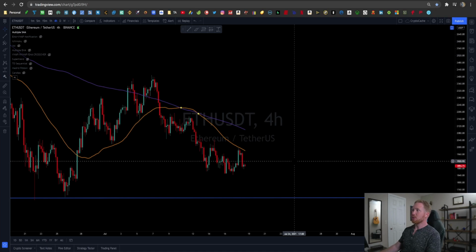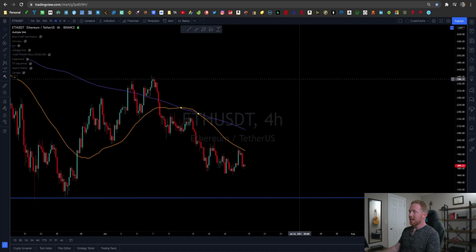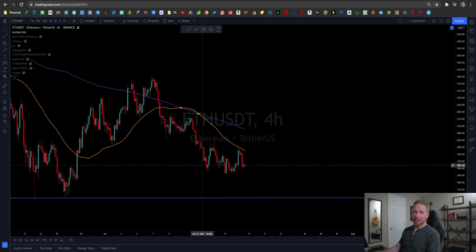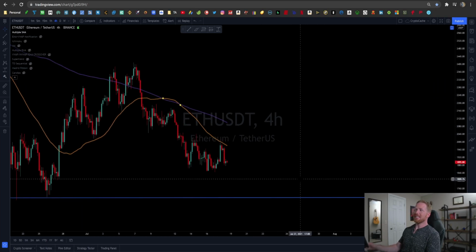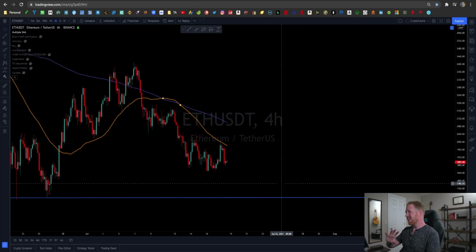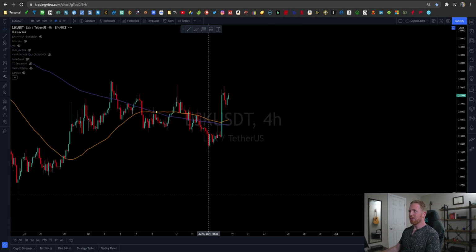And obviously, if it gets rejected again, it might be a consideration for a short, but more likely, I would say that long's more inevitable here, because if Bitcoin does break out and goes upwards of 36,000, then we're going to see Ethereum take off to 2,100, 2,200 and test some major resistance levels. Okay, so just be on the lookout for that. That's how Ethereum should react here moving forward. But for now, kind of standard Ethereum stuff, not much going on.